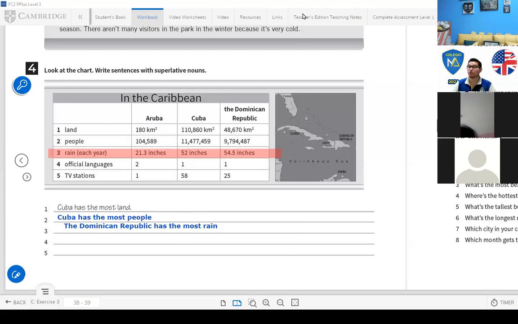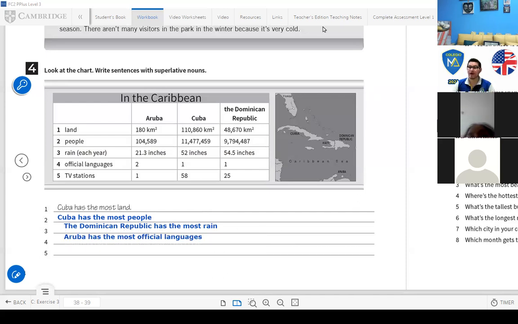We have to talk about official languages. Aruba, Cuba, and the Dominican Republic. In this case, we can say that Aruba has the most official languages. Okay, those are the answers.